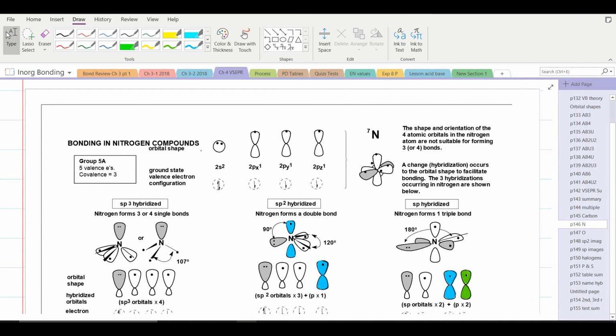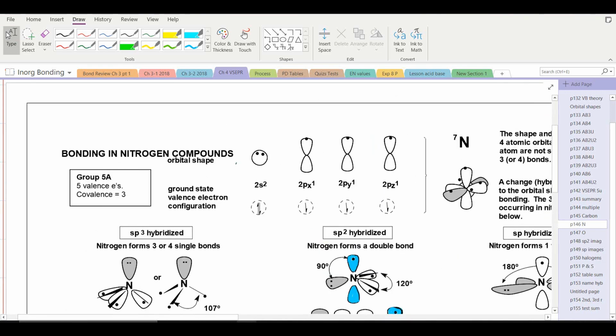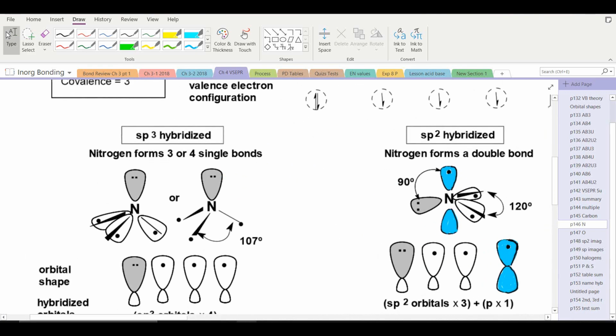Take a look at page 146. This is the bonding arrangements or hybridization arrangements with nitrogen. We've already pointed out that nitrogen already has an electron configuration suitable for forming 3 bonds, 3 half-filled p orbitals, but not suitable for forming the shapes of the nitrogen molecules. And so we do still propose hybridization that mixes together the s orbital and 3 p's to give us, as we saw previously, sp3 hybridized nitrogen.